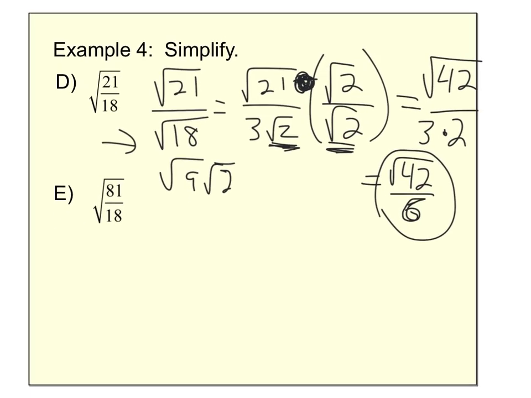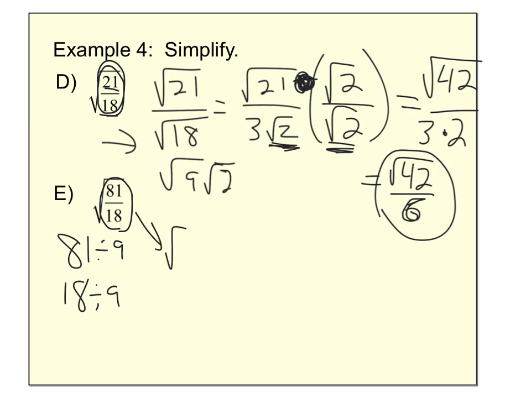Now, some of you guys might be saying, hold on a second. I do notice that 21 and 18 can both be divided by 3. So you can absolutely simplify the fraction while it's still underneath the square root. That is legal. You can totally do that. Like here, both the top and bottom can be divided by 9. All right, 9 is a common thing. So I can take 81 divided by 9, and I can take 18 divided by 9. All right, that's perfectly fine. So when I do that, I could rewrite this as the square root of 9 over the square root of 2.